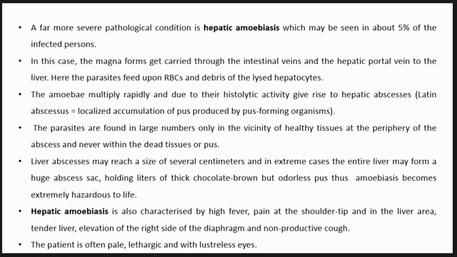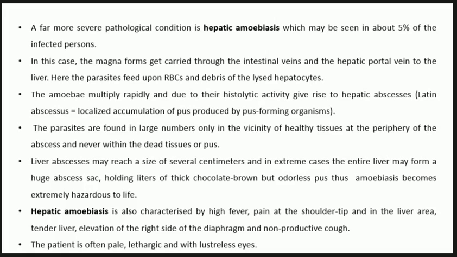Parasites are found in large number only in the vicinity of healthy tissue. Remember, wherever you see the abscess, once the abscess formation is there, the parasite will not utilize any part of the liver from the abscessed area. It will start infecting other parts which are actually healthy. So you will find the large number only in the vicinity of healthy tissue, at the periphery of the abscess, and never within the dead tissues of the pus. Remember this thing. They will not go in that area, they will start infecting other fresh cells only.